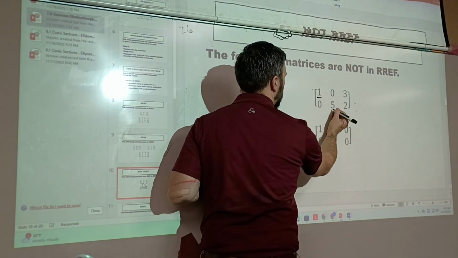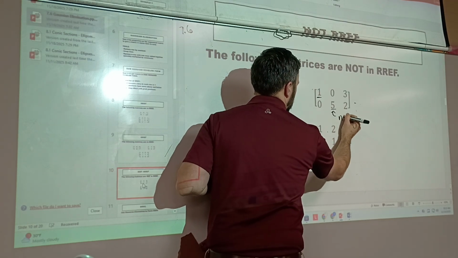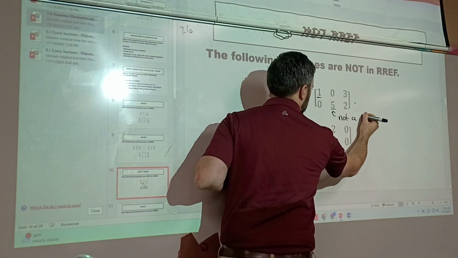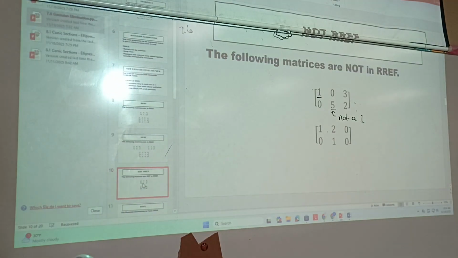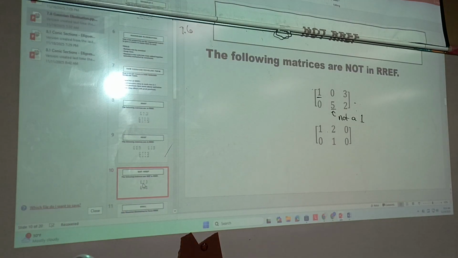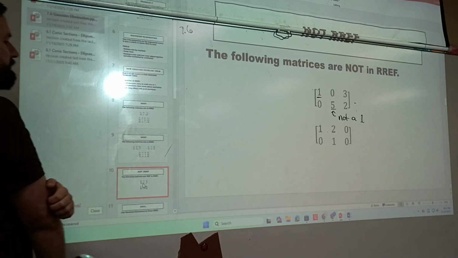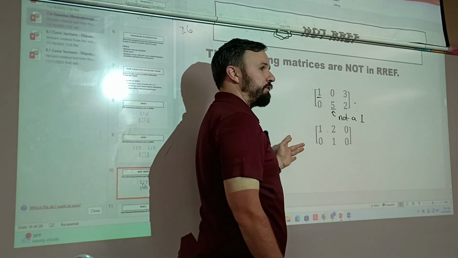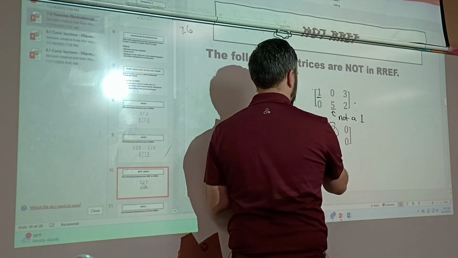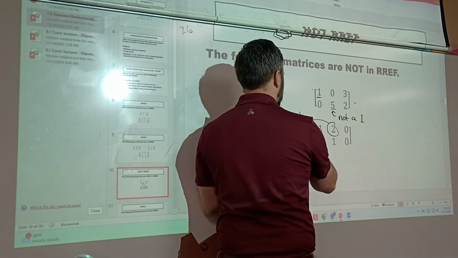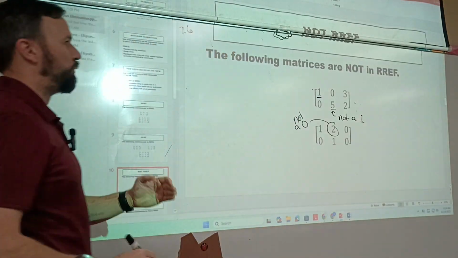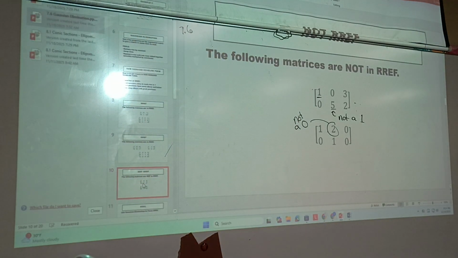Here's why. Leading 1, this is not a 1, right? So if one of your leading numbers is not a 1, it's not reduced. Okay, it has to be all 1s. This one's not in reduced row because this is not a 0, right? Your 1s have to have zeros above and below them. Okay? And those are the 2 big things to look for in reduced row, besides the step down.